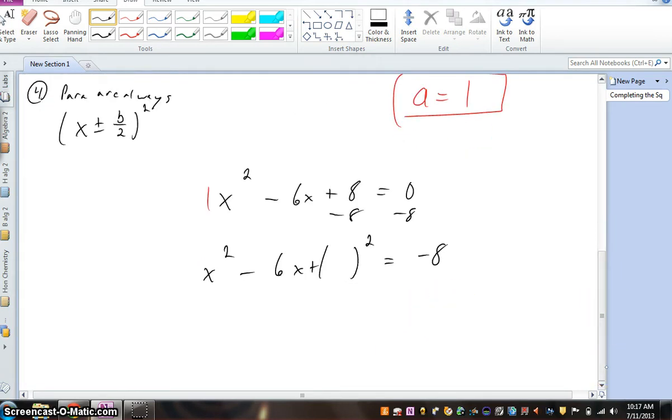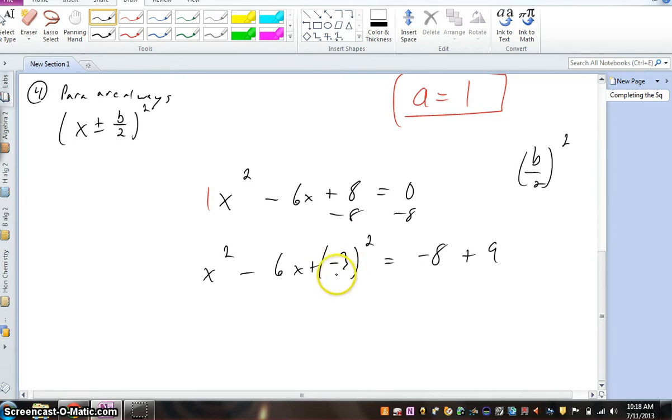All right. So we have x squared minus 6x plus something squared equals -8. Right? Now again, the whole point is b over 2 squared, right? So when I put my b in, we're going to get -6 over 2 squared. Now, negative 6 over 2 is negative 3. Actually, no, let's just erase it. Make it easier to read. It's going to be negative 3.